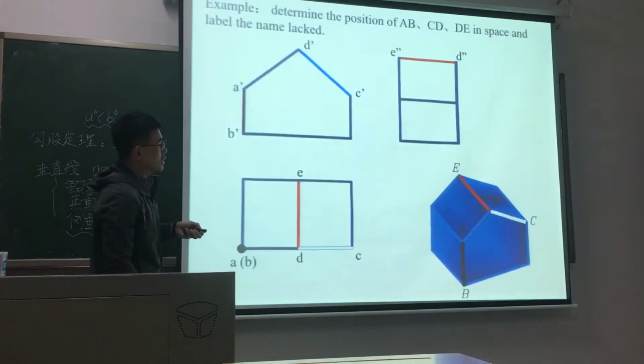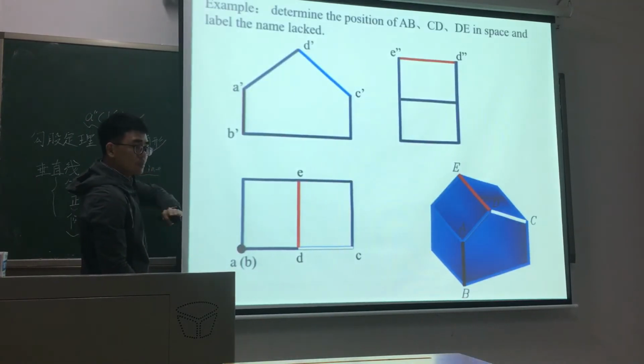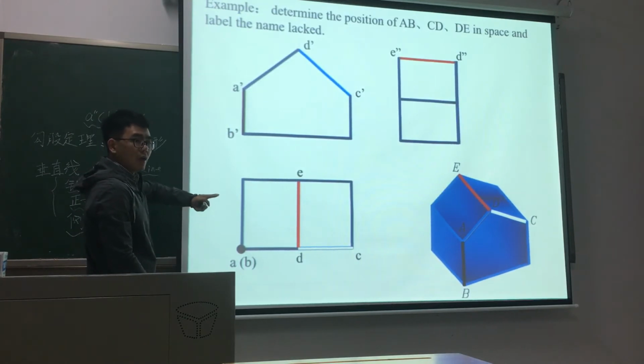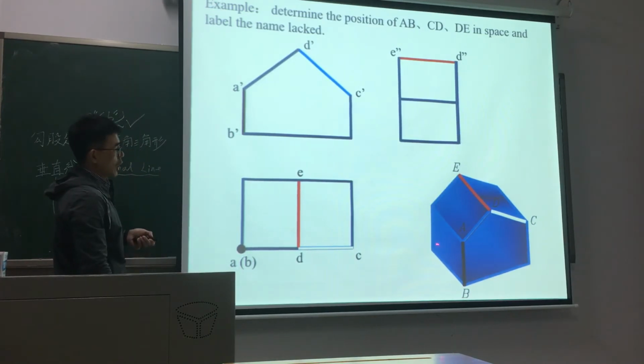So DE is a horizontal line, and also perpendicular to the V plane. Yeah, true. Perfect. So AB also is parallel to this plane.